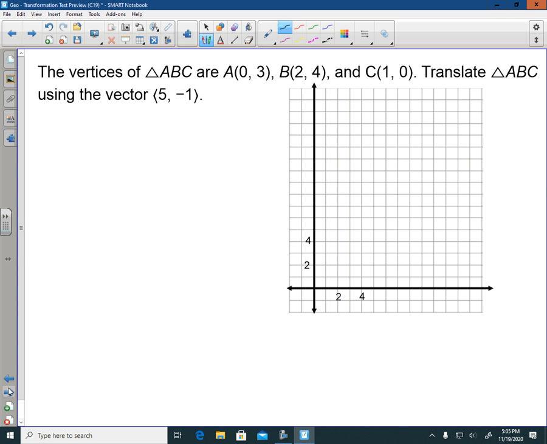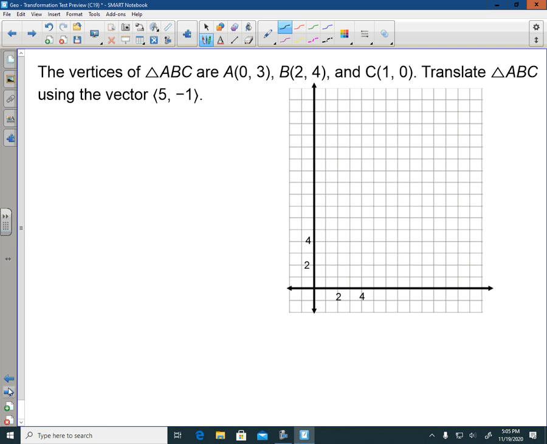Okay. Then, once we started getting the idea of vectors, we talked about how we could translate using vectors. And vectors explain motion, how far that motion goes and in what direction. So the vertices of a triangle are there, and we're going to have to graph those, and then we're going to translate using that vector. So let's put these points down first.